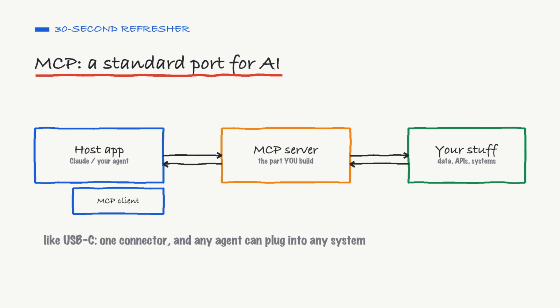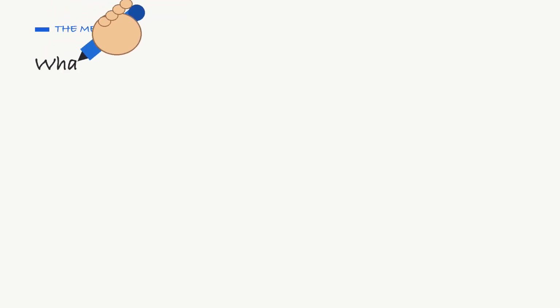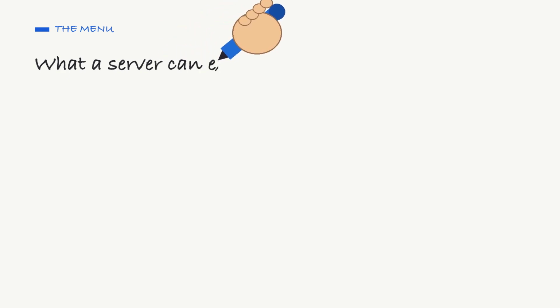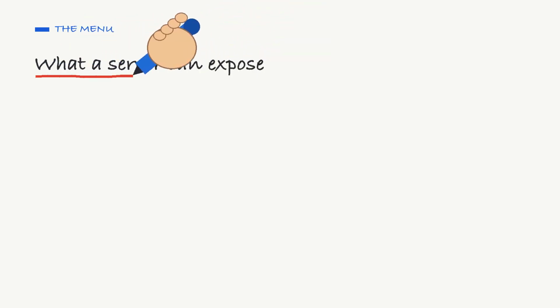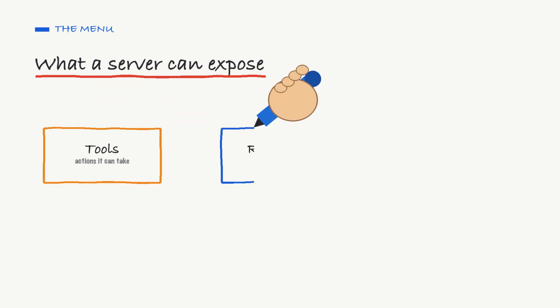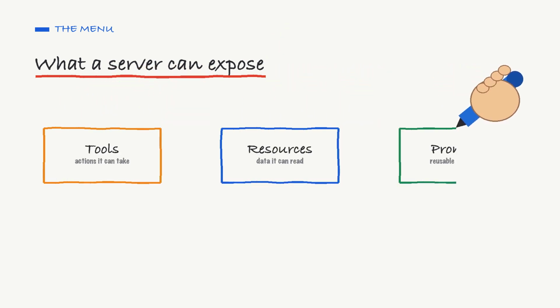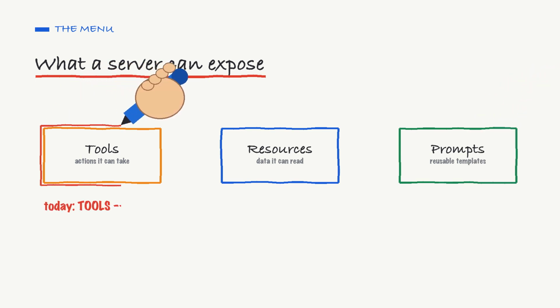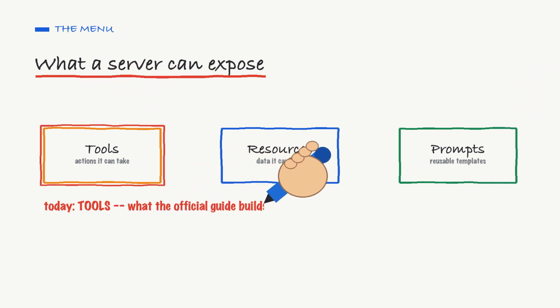An MCP server can expose three kinds of things: tools, actions the model can take, like fetch a forecast or run a query; resources, data it can read, like files and documents; and prompts, reusable templates. Tools are the workhorse of most servers, and they're what the official guide builds, so tools are our focus today.